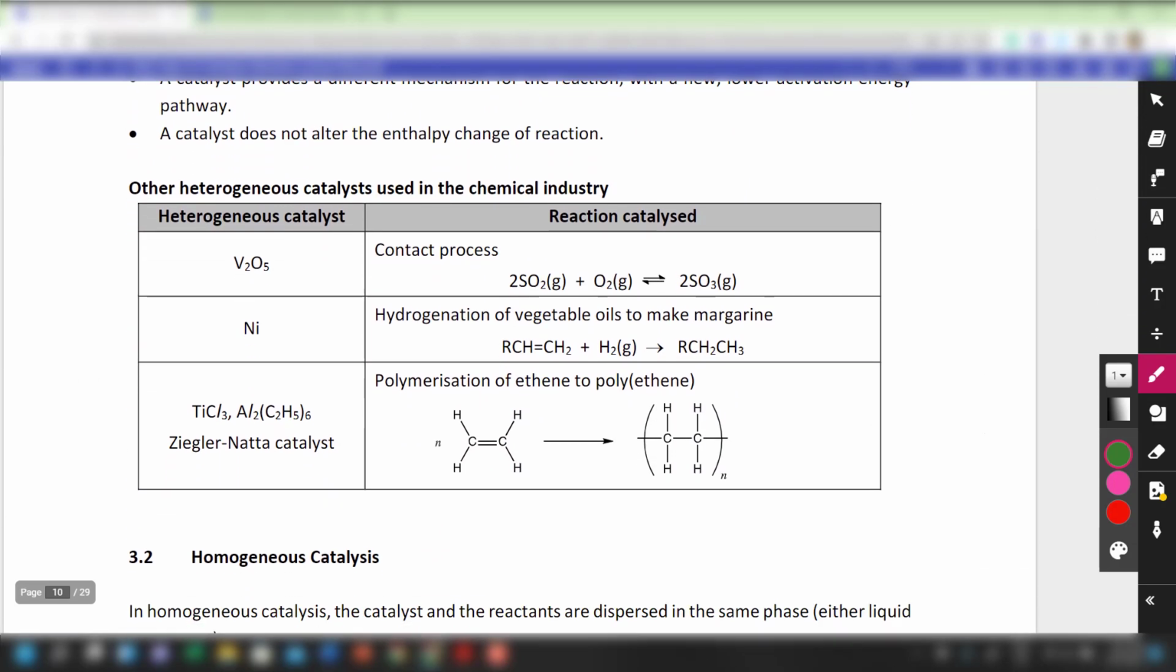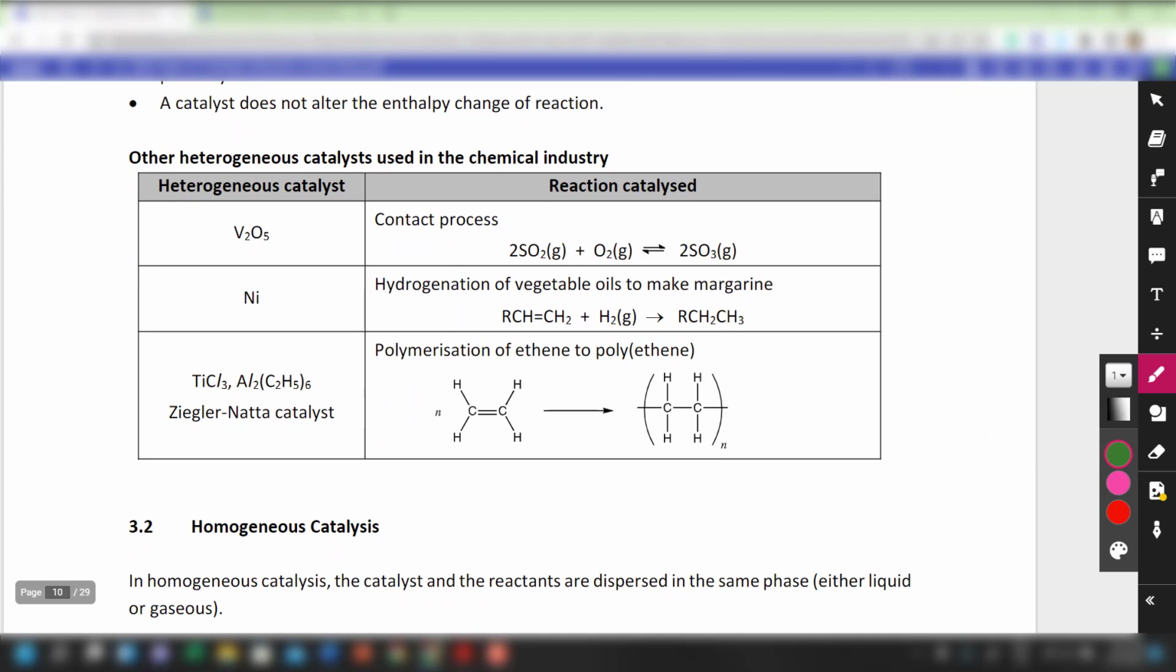And then for other heterogeneous catalysts, vanadium oxide, we talked about that earlier on. And then nickel, for hydrogenation. And then I think this is something interesting, the Ziegler-Natta catalyst. I think in the new H2 curriculum, your juniors will learn a little bit about polymerization. So titanium chloride with hexyl, ethyl, aluminium, they are able to catalyze the formation of polyethene from ethene.